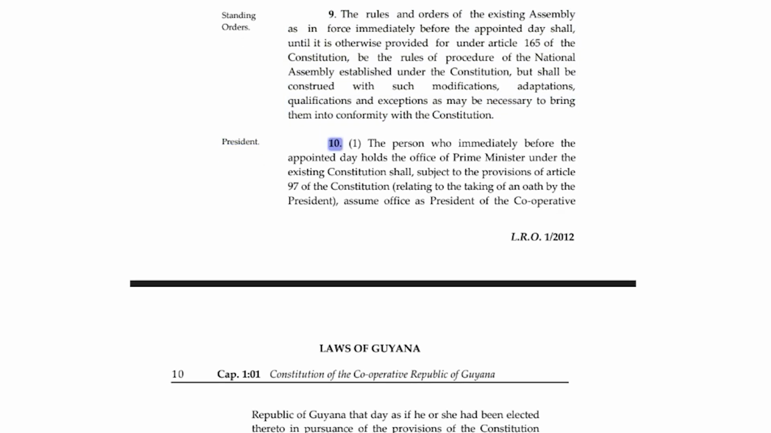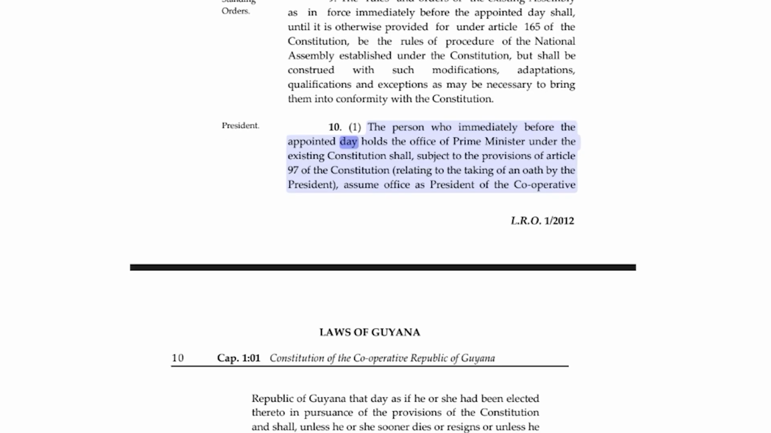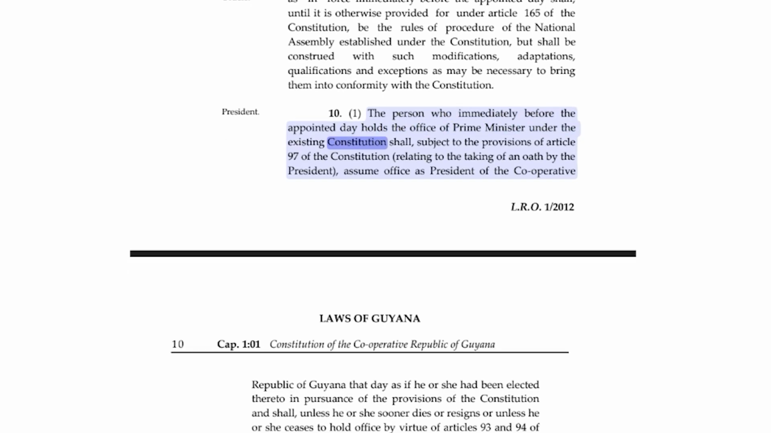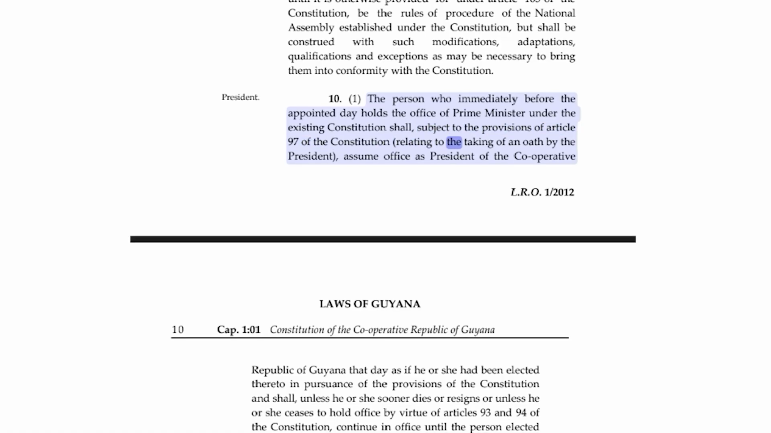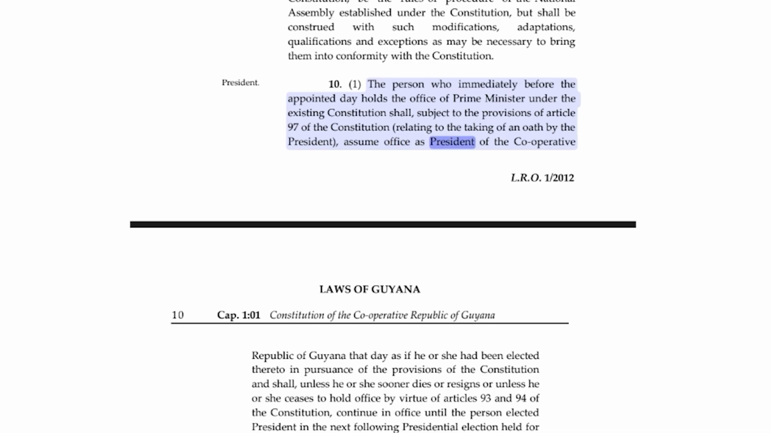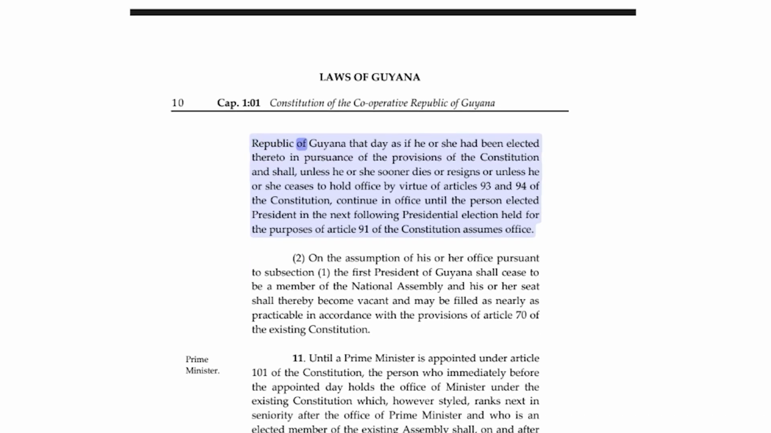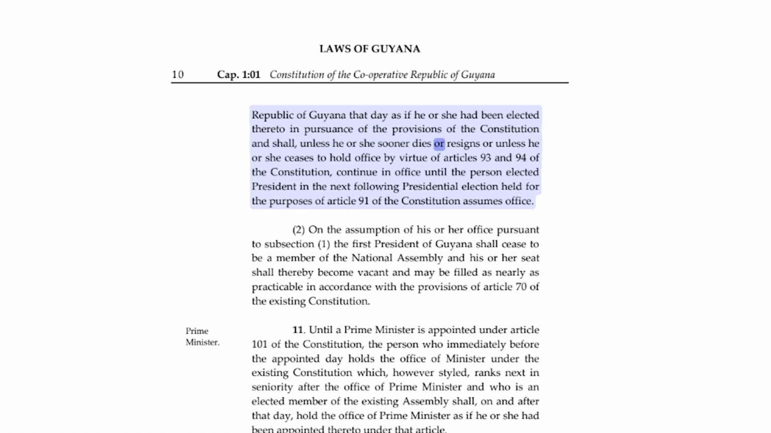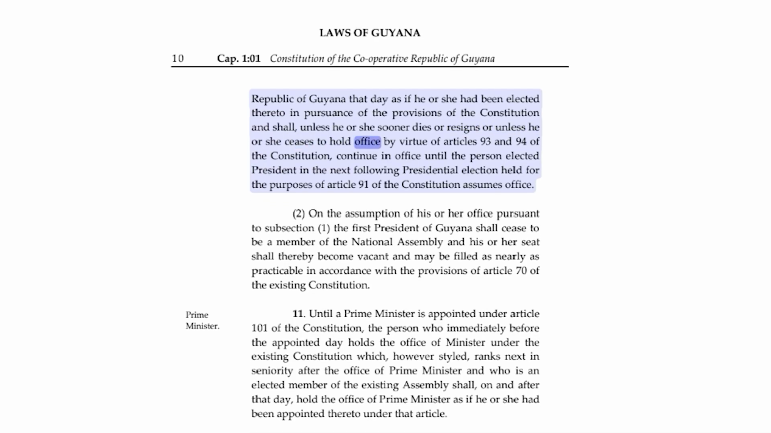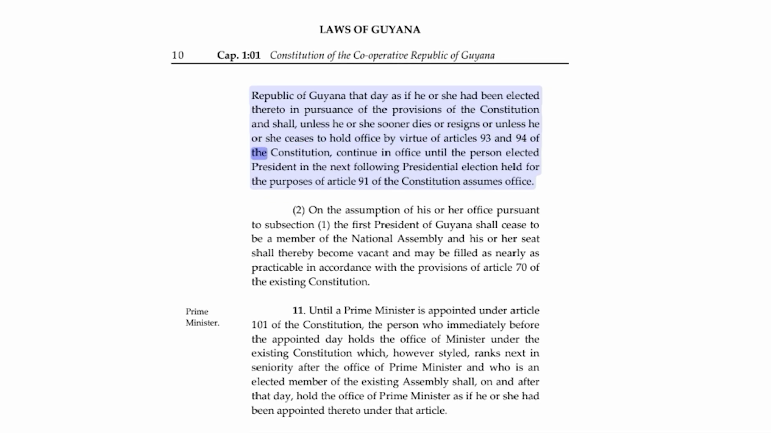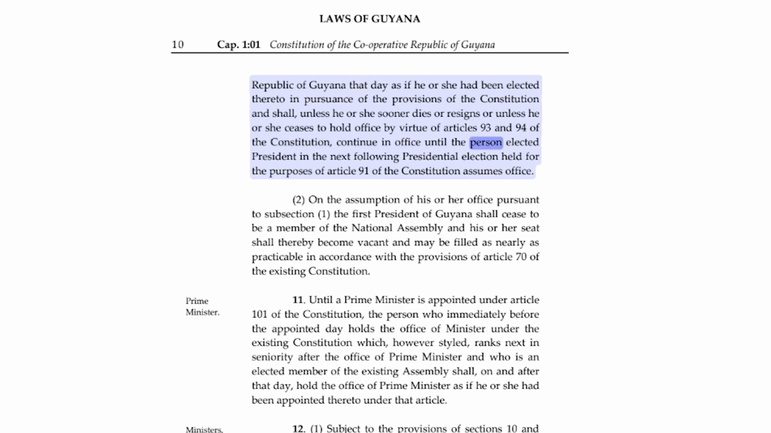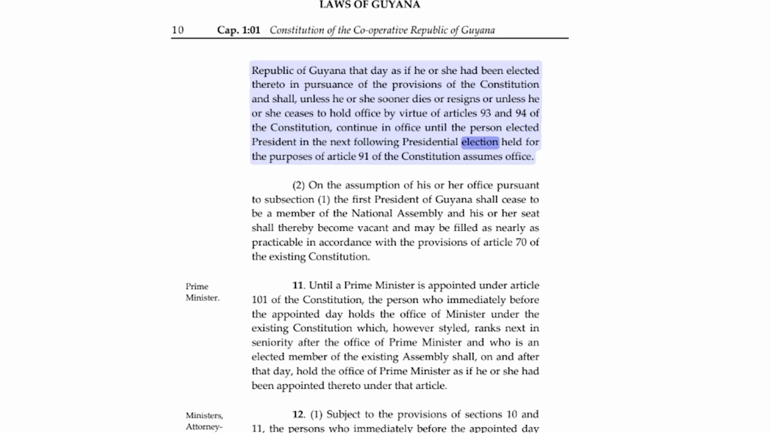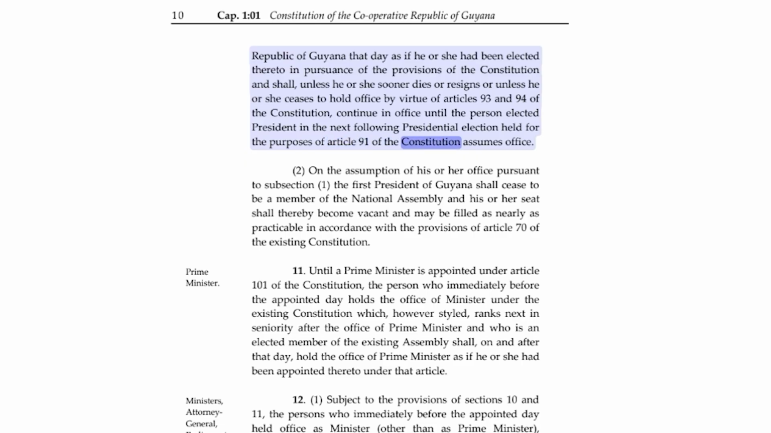President. 10. 1. The person who immediately before the appointed day holds the office of Prime Minister under the existing Constitution shall, subject to the provisions of Article 97 of the Constitution, relating to the taking of an oath by the President, assume office as President of the Cooperative Republic of Guyana that day, as if he or she had been elected thereto, in pursuance of the provisions of the Constitution, and shall, unless he or she sooner dies or resigns, or unless he or she ceases to hold office by virtue of Articles 93 and 94 of the Constitution, continue in office until the person elected President in the next following presidential election held for the purposes of Article 91 of the Constitution assumes office.